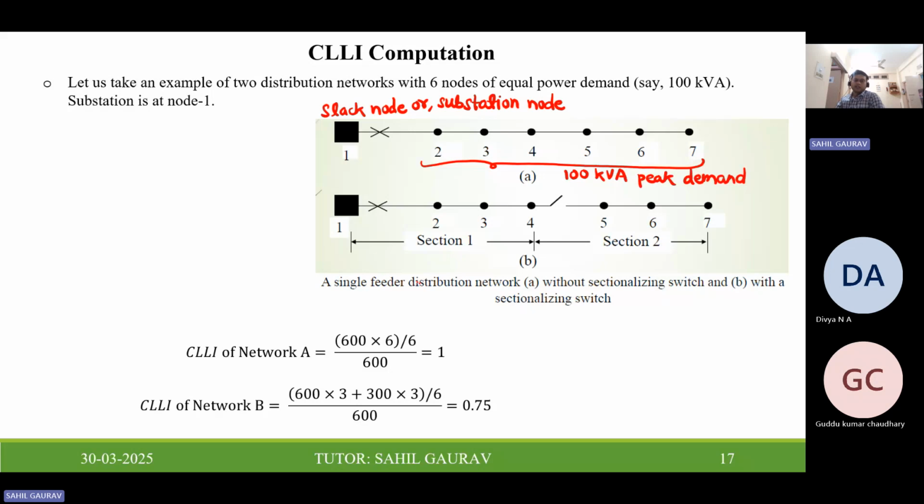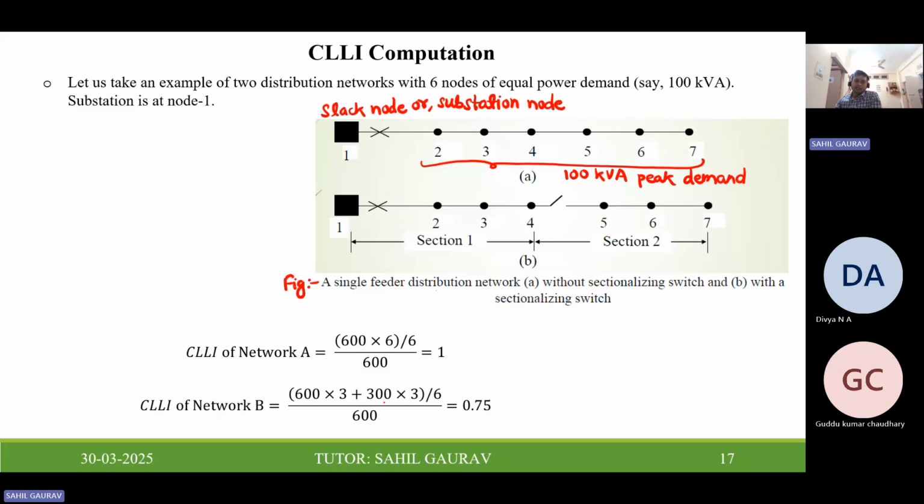So this figure denotes a single distribution feeder distribution network, and A denotes the one without a sectionalizing switch, and B denotes the one with a sectionalizing switch. We know that a sectionalizing switch is of normally closed type. So in the second network, B, we have taken a sectionalizing switch, while in network A we have taken the section without a sectionalizing switch.